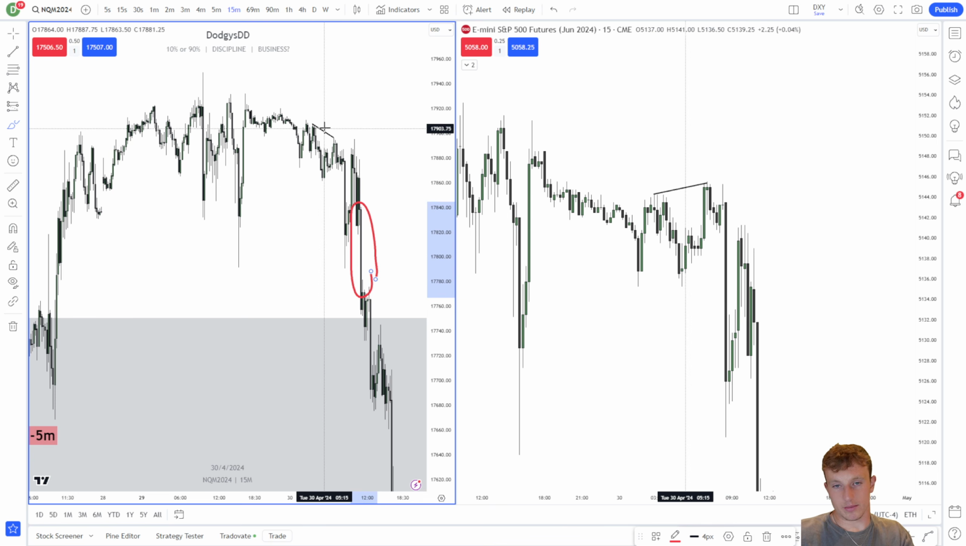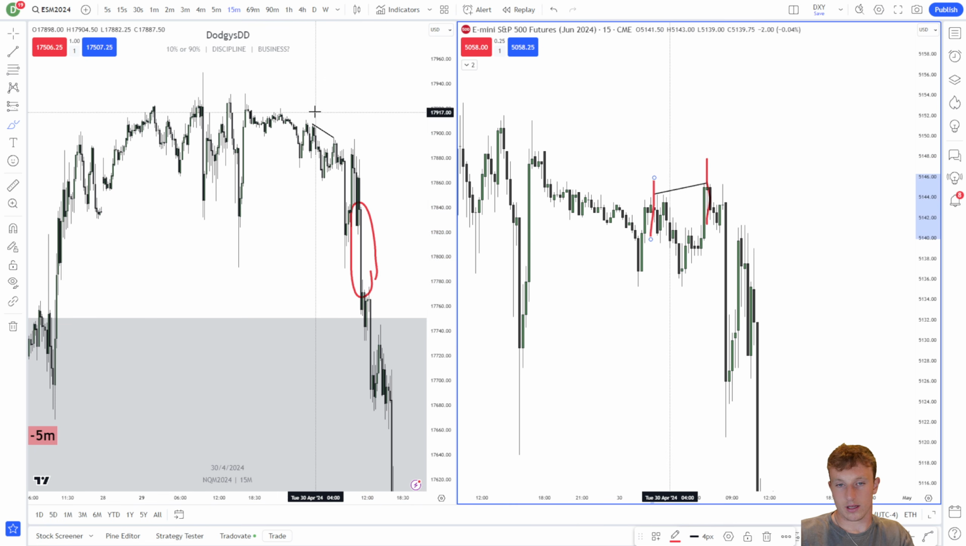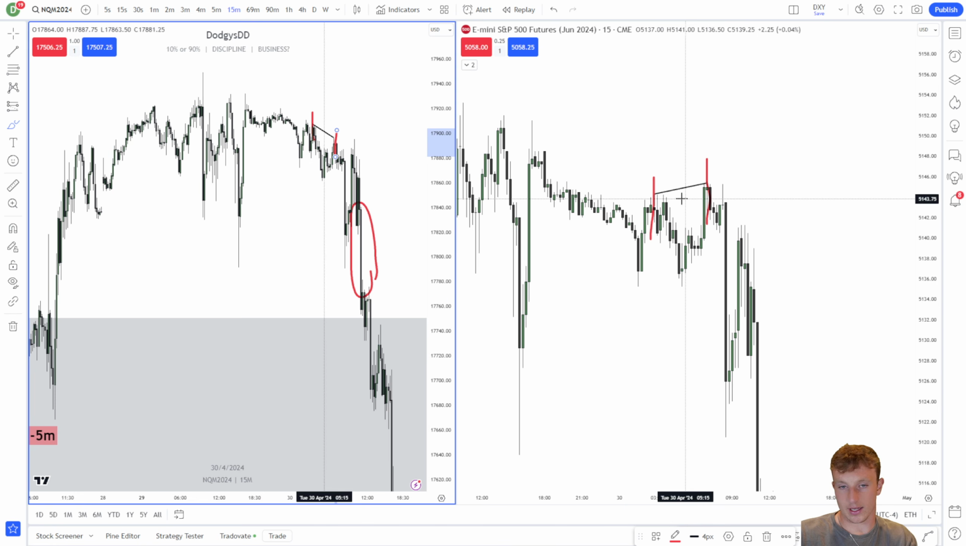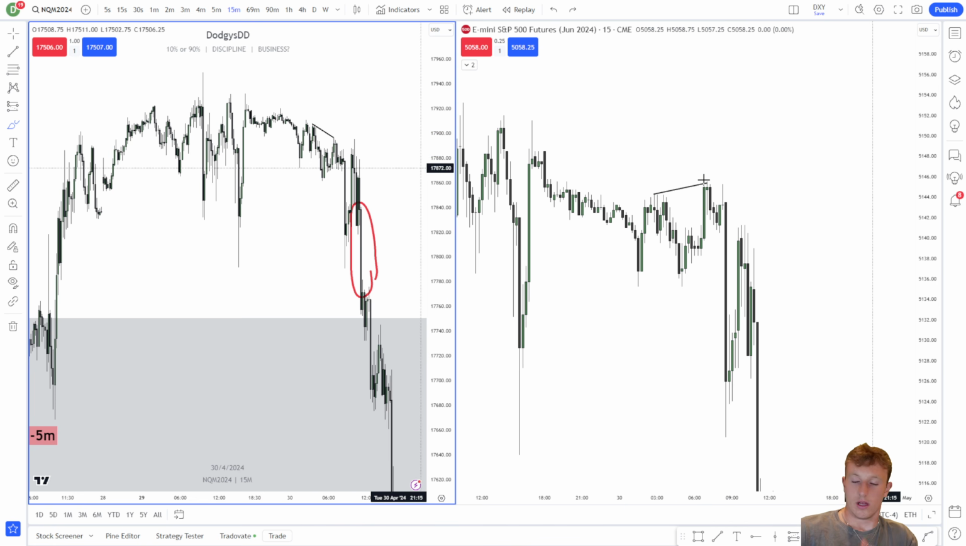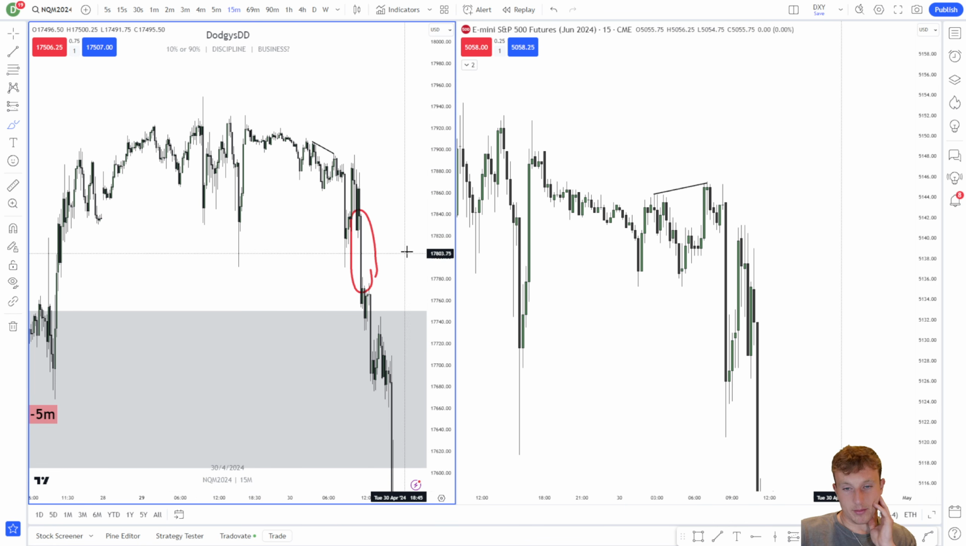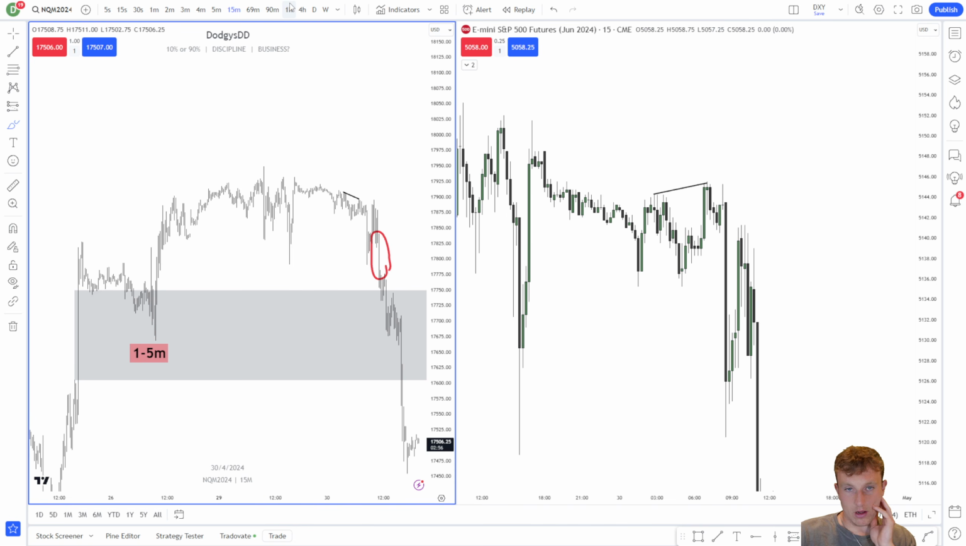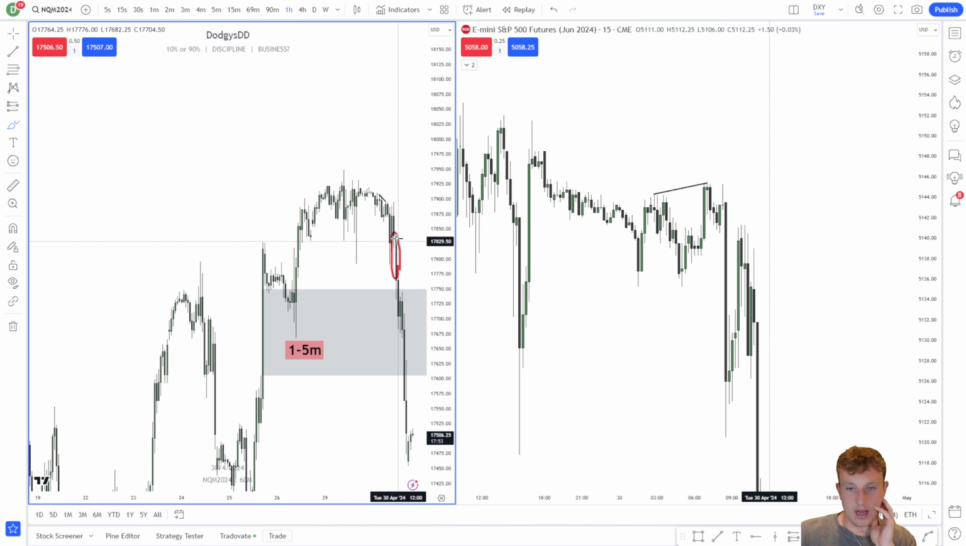But there's an SMT here. You can clearly see that NQ did not take out the high, and ES did. So that, along with the bearish momentum here, tells us we're going to go lower. Now, what if you didn't figure it out on this candle?